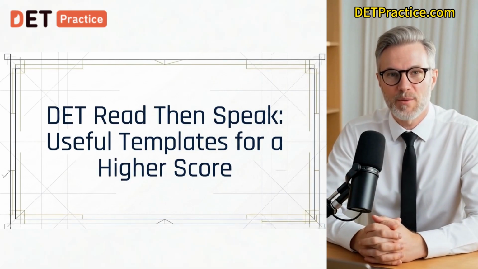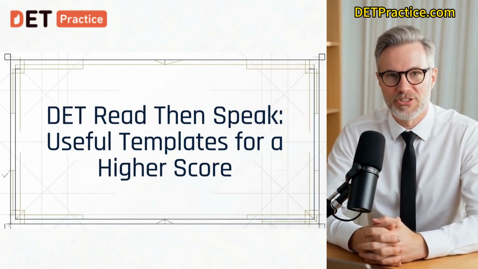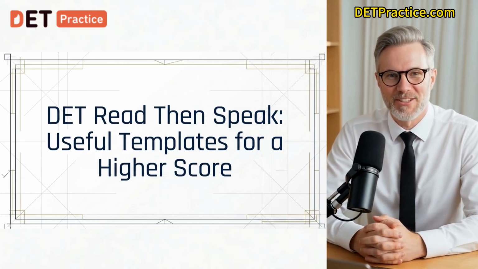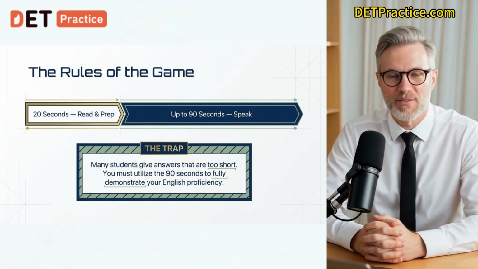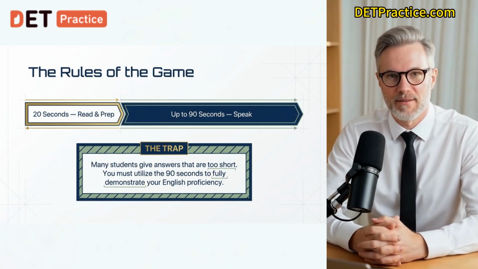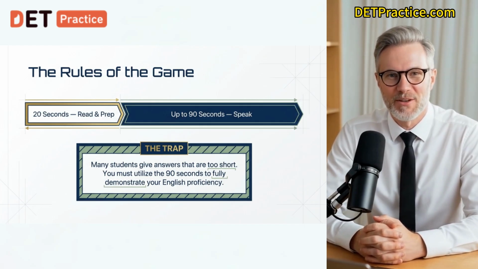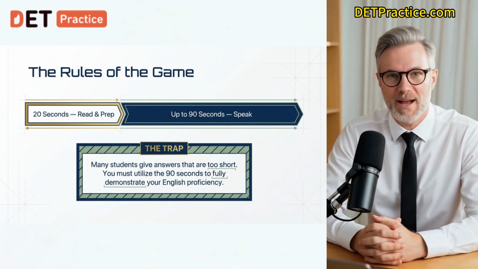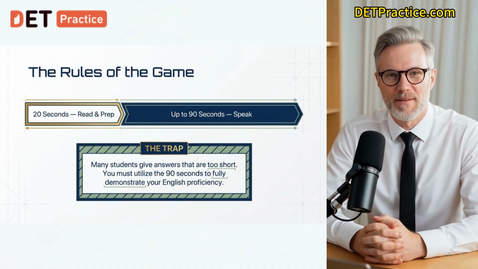Today we're going to talk about one of the important speaking question types in the Duolingo English Test, Read, Then Speak. In this question type, you have 20 seconds to read the prompt and up to 90 seconds to answer. Many students give answers that are too short. Remember, a well-organized and detailed response can help you show your vocabulary, grammar, fluency, and pronunciation skills. So focus on giving a complete, accurate, and relevant answer.